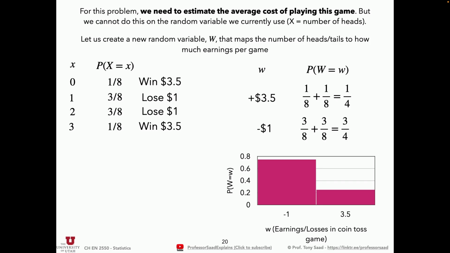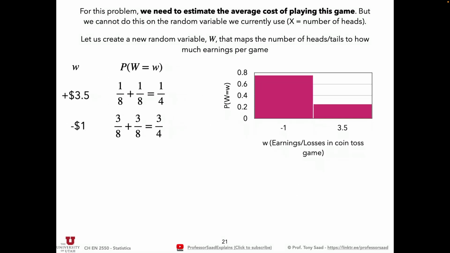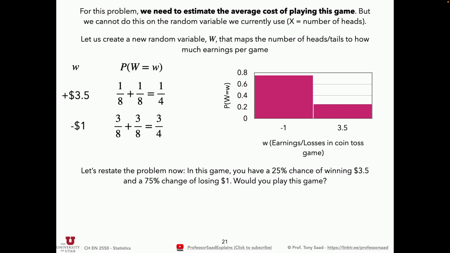The point here is not to specifically go after this problem. It's just to tell you that you can create whatever random variable you see fit, as long as it makes the math easier for you, as long as it allows you to get the answer cleaner. Okay? So now the problem, you can restate it this way. In this game, you have a 25% chance of winning $3.50 and a 75% chance of losing $1. Okay? Would you play this game? Well, we can do the calculation.